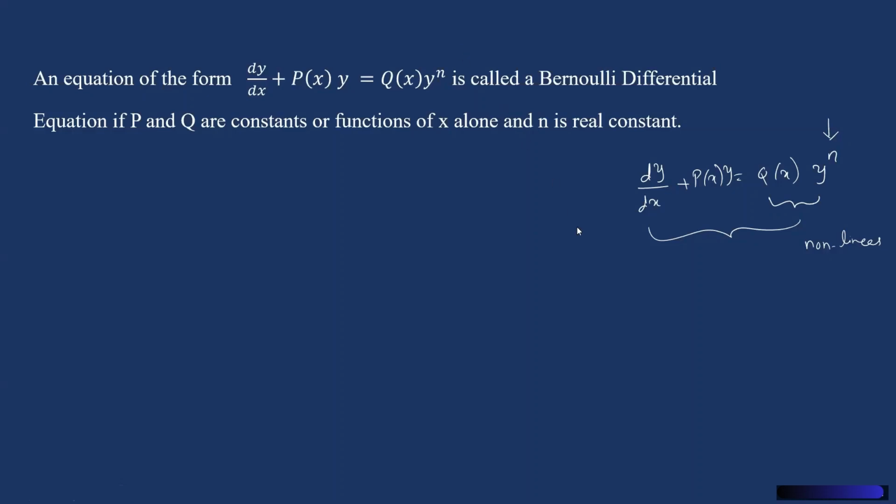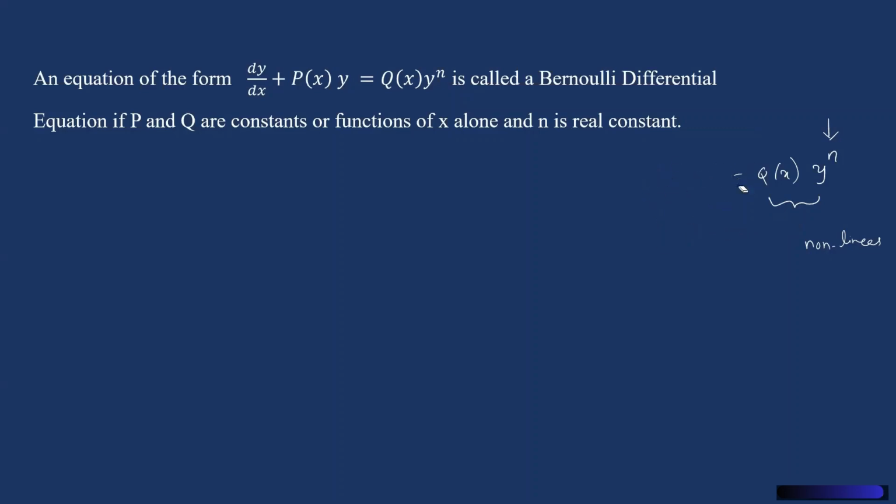Now, this is a Bernoulli's differential equation, and as you can see from the definition itself, when you have y to the power n, it's clearly a non-linear differential equation. When you are given a non-linear differential equation, usually our target is to find its solution. But we are quite familiar with linear type differential equations. So when you are given a Bernoulli's differential equation, we try to reduce it into a linear differential equation. Let me tell you how, in different cases.